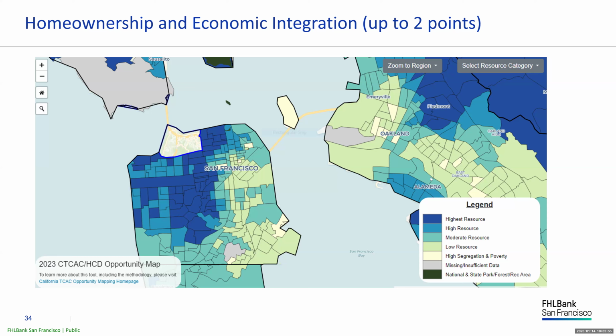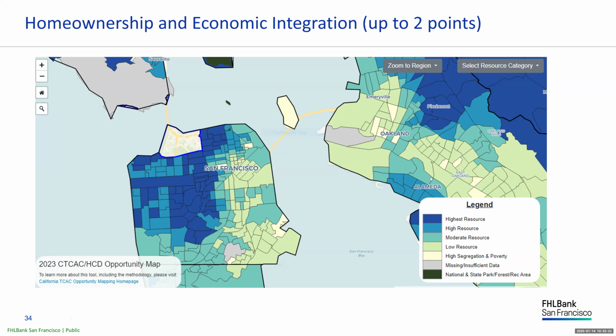1 point will be given for a project being located in a high resource area. The location of a project needs to be in a high or highest resource area where this designation exists. For example, in California, using the TCAC's Opportunity Area Map as shown on the slide, or to an upper income census tract in areas that do not have this type of designation. California projects must provide a printout of the state's opportunity map.